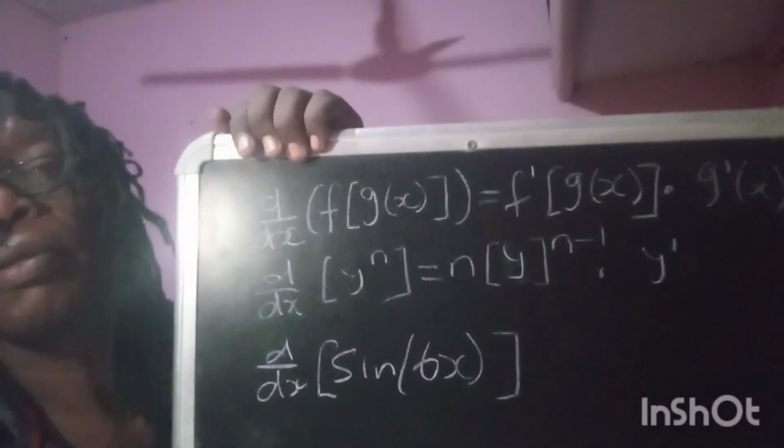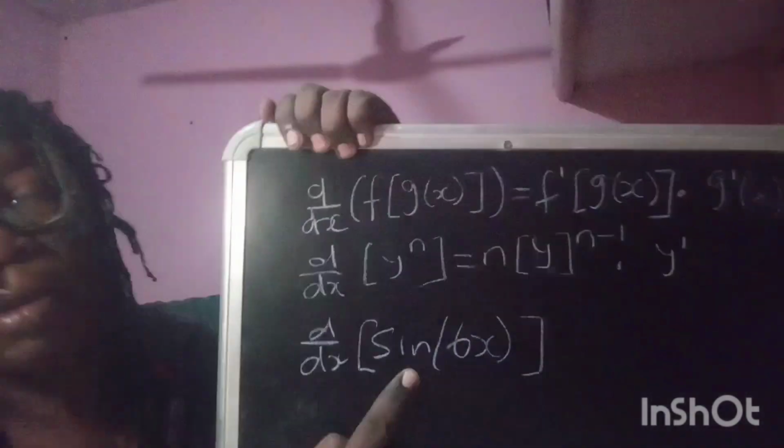So we have d over dx of sine 6x, sine 6x, right? I'm writing, then I'll show you. So here I've written this. It's a trig function. We have the sine, this one.